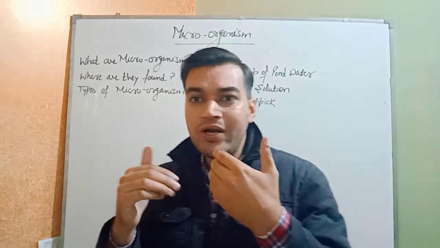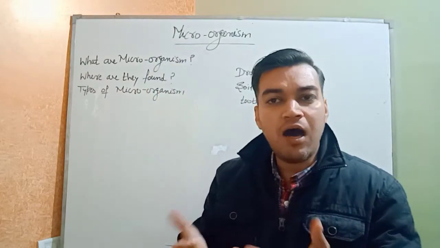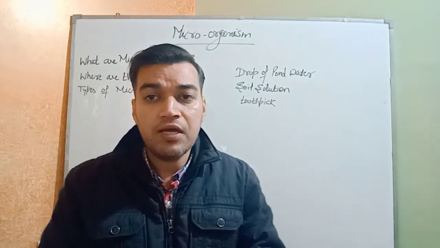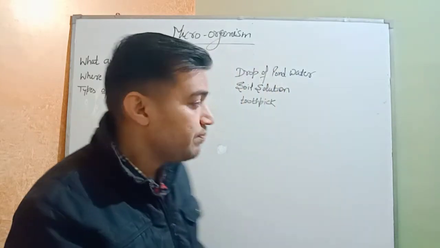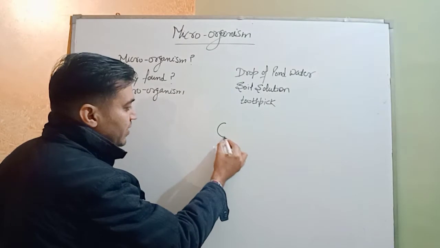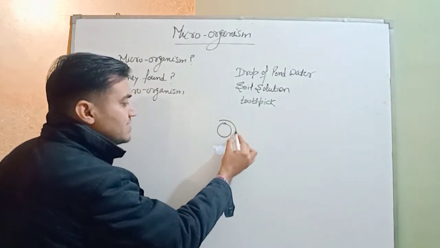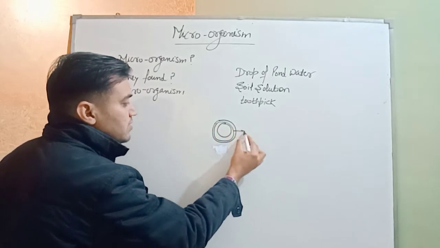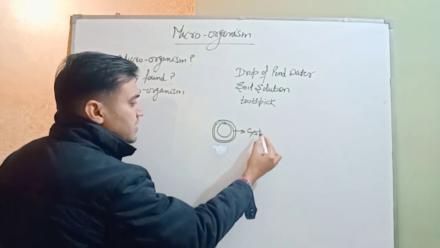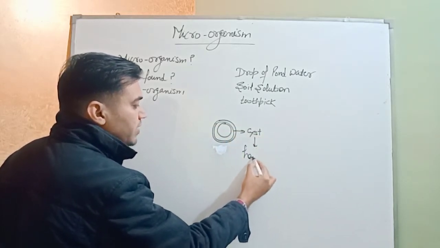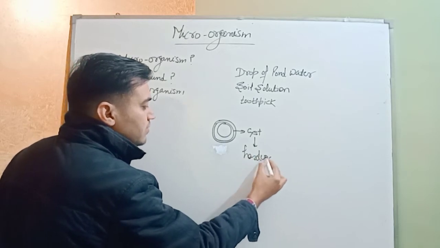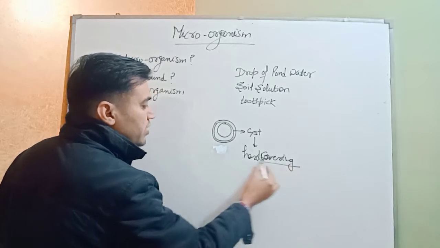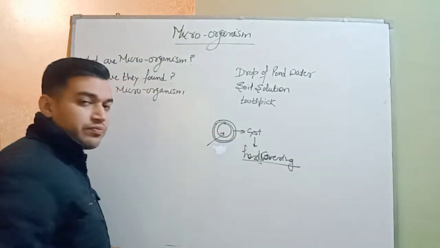So what is the reason? How can they live in harsh areas? Because they form a cyst. Imagine this is a microorganism. They form a cyst around their body. What is a cyst? A cyst is a hard covering that protects the microorganism which is present inside it.